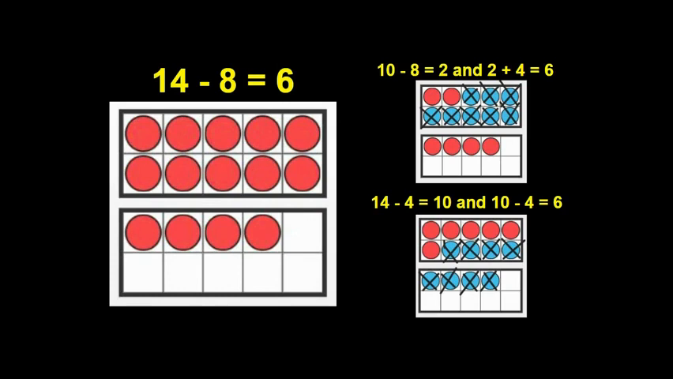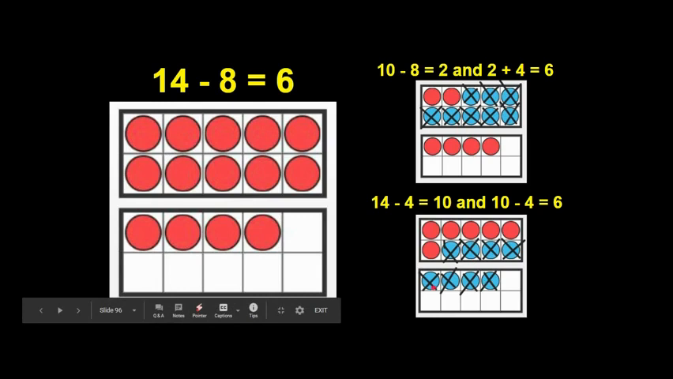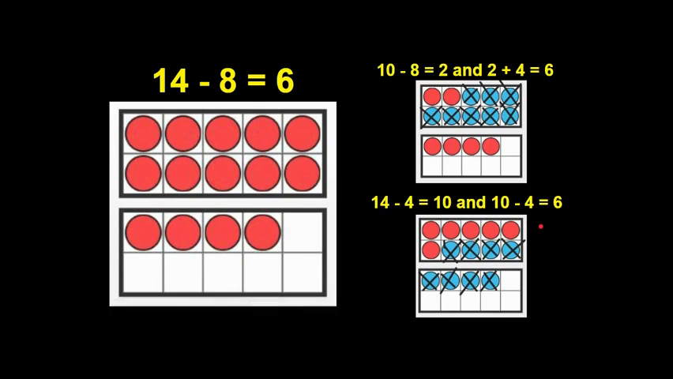How many did you see? Take away 8. Think about that picture in your head and take away 8. How are you going to take away 8? Did you get 6? Did you take away 8 from the top 10 frame and then get 2 left plus the 4 equals 6? Or did you chunk it and take 4 and 4 away and you still had 6 left? How does your brain see it? It doesn't matter. 14 take away 8 equals 6.